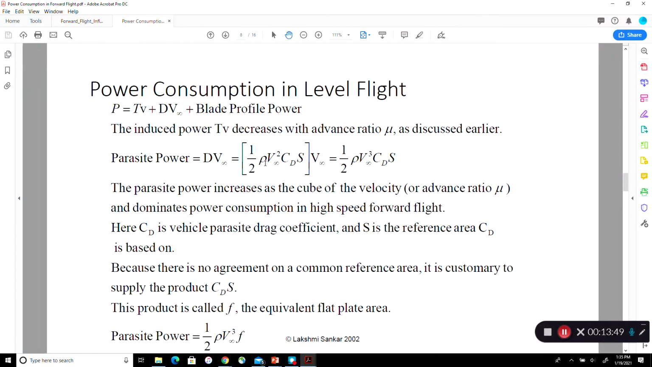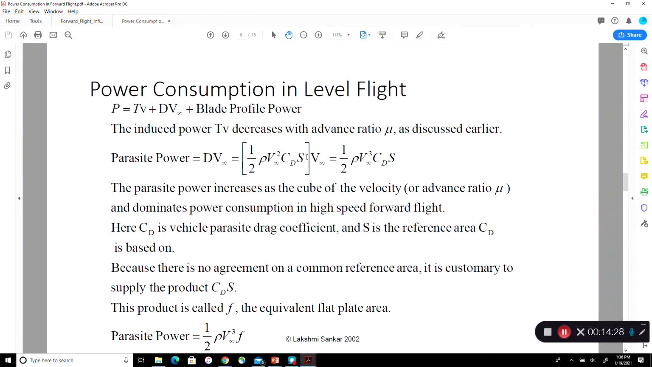Parasite power varies like velocity cubed because it's the drag of the vehicle times forward velocity. There's a V infinity squared in the drag, and another V infinity from the velocity, so this becomes V infinity cubed. This is some reference drag coefficient about some reference area. For airplanes, the reference area is clear cut, it's the projected area of the wing. But for a helicopter, we don't have a wing, so which area should we use? Should we use rotor disk area A, or the fuselage cross-sectional area, or something else?